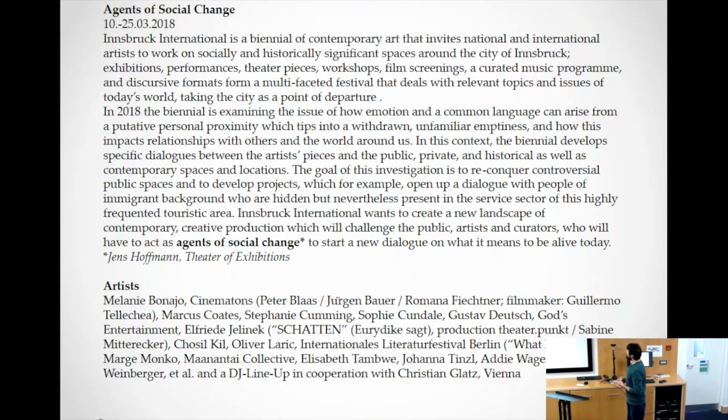This was a show, so Innsbruck International is a relatively new biennial of contemporary art. It's right in the Alps in Austria, and Innsbruck is a relatively small city. It invites national and international artists to work on socially and historically significant space around the city of Innsbruck. Exhibitions, performances, theater pieces, workshops, film screenings, curated music program, discursive formats, forming a multifaceted festival that deals with topics and issues of today's world. And in this case, it was the idea of agents of social change.